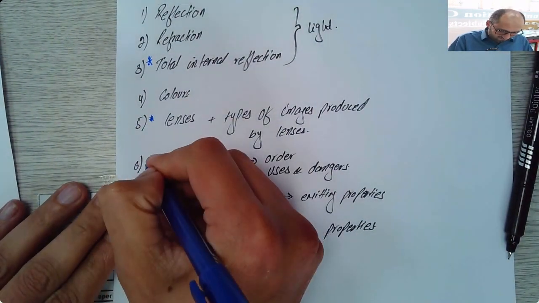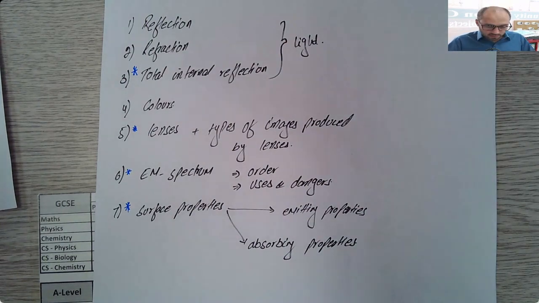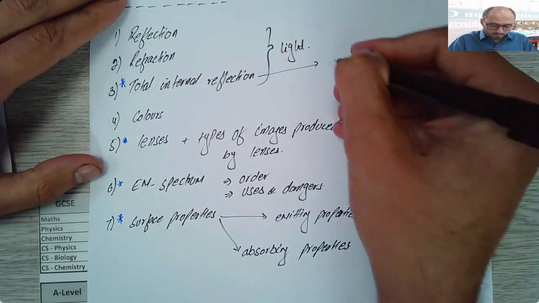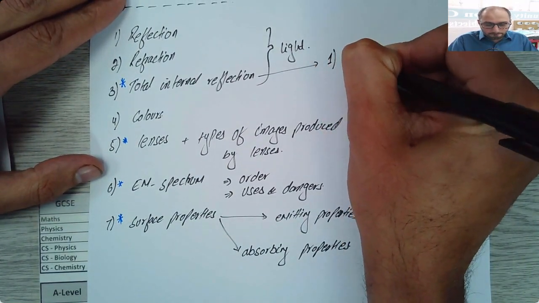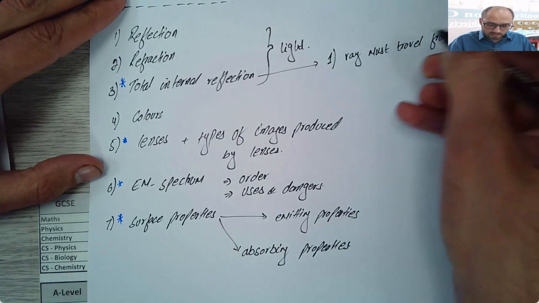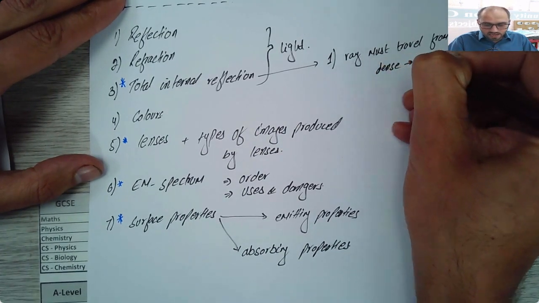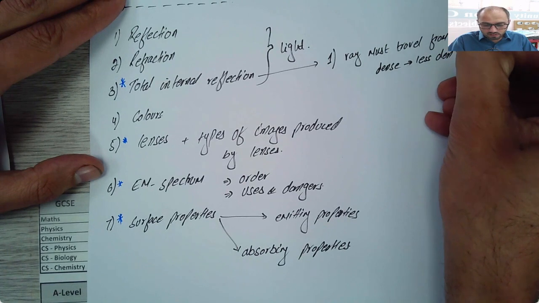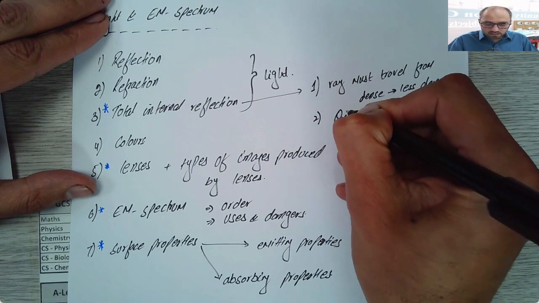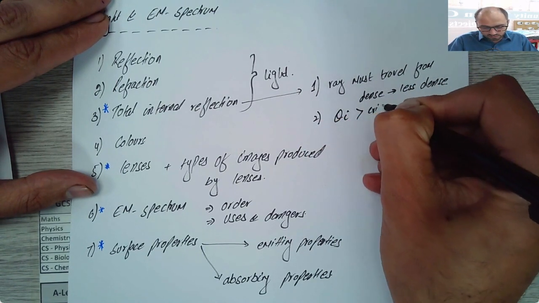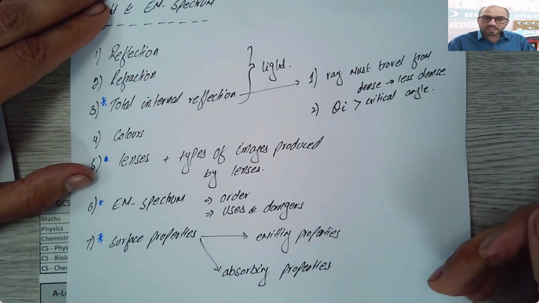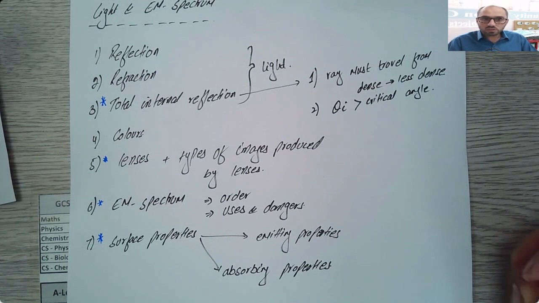Okay, I will quickly go through the main things that you will need to know. So when it comes to total internal reflection, there are 3 things that you will have to remember. The first thing is ray must travel from dense to less dense material. Otherwise it will not happen, number 1. Number 2, angle of incidence must be greater than critical angle. Okay, if these 2 conditions are met, only then total internal reflection will take place.